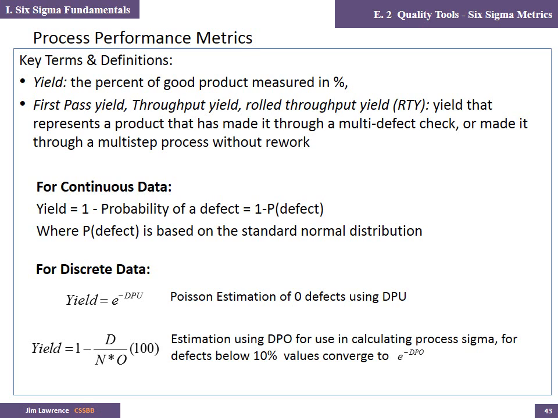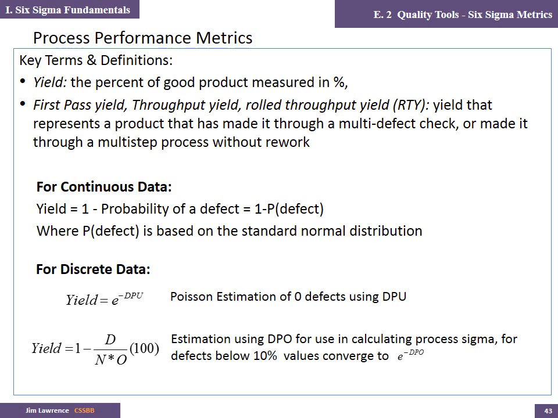First pass yield, also called throughput yield or rolled throughput yield, represents a product that has made it through a multi-process defect check, through a process without rework in any of the steps. So you have 3 steps in a row, none of them had a defect. Your yield at the end is a first pass yield or rolled throughput yield.